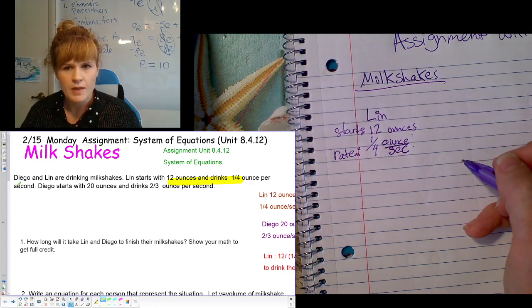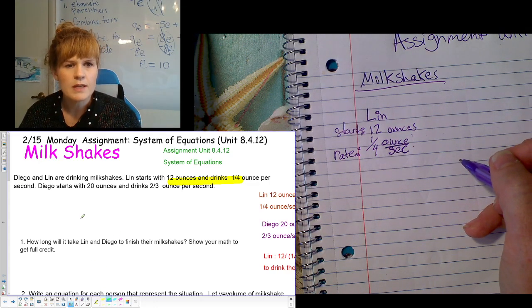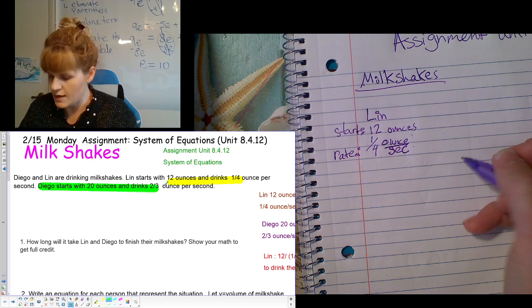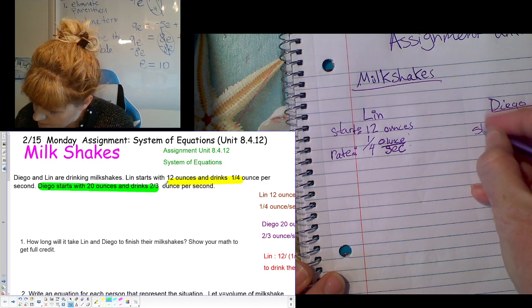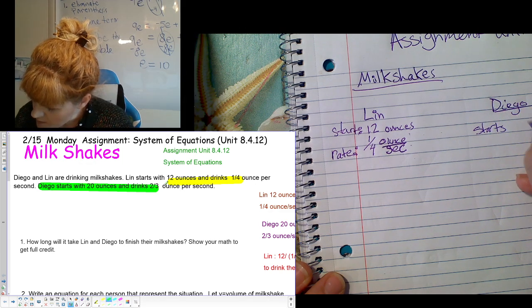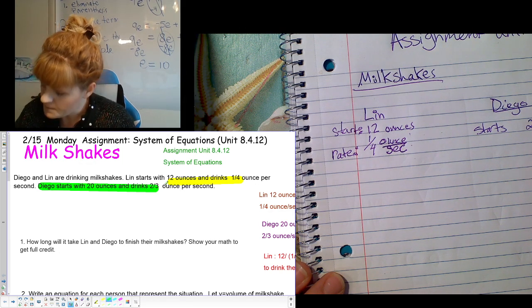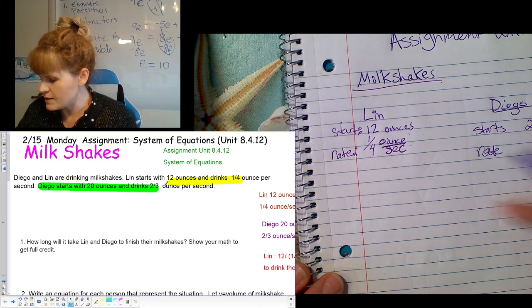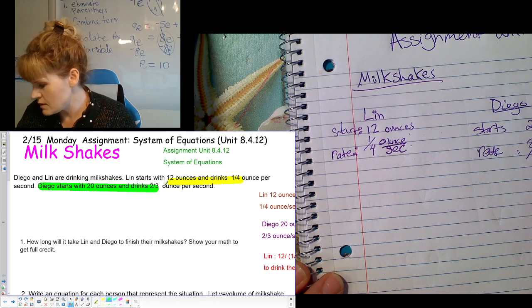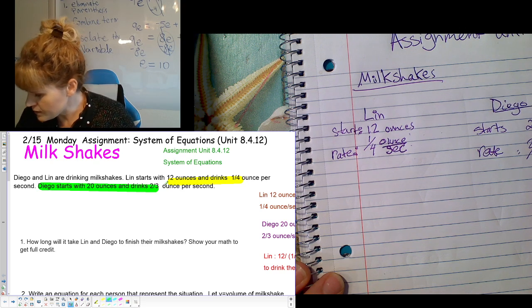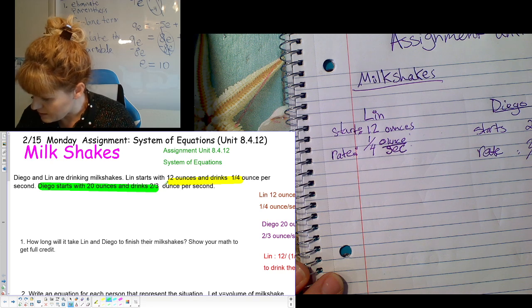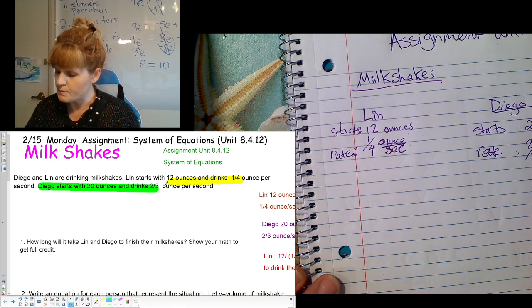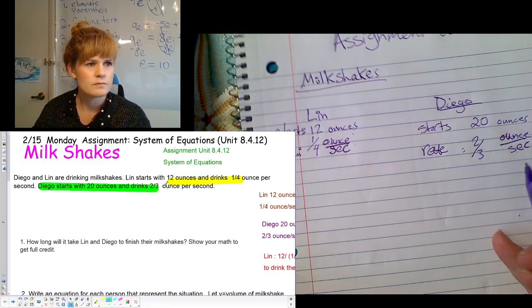Okay, keep going. Next, the problem gives you information about Diego. Diego starts with 20 ounces and drinks 2/3 ounce per second. Just write that down in your notebook. Diego, he starts with 20 ounces, and the rate that he drinks is 2/3 ounce per second. Look how I wrote that, ounce per second. It looks like a fraction, right? Those are my units, ounce per every second.